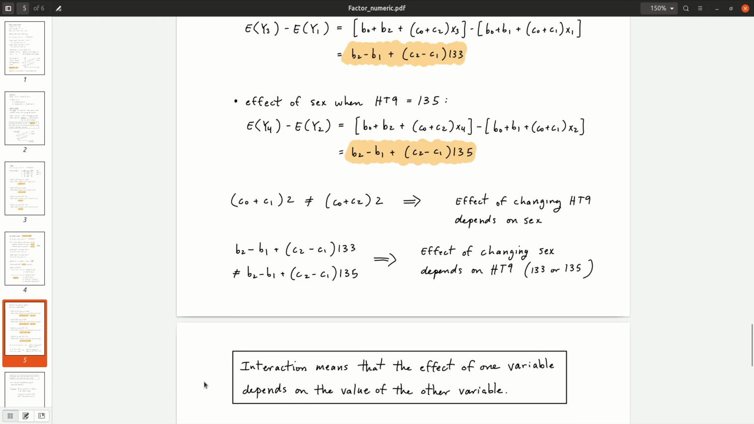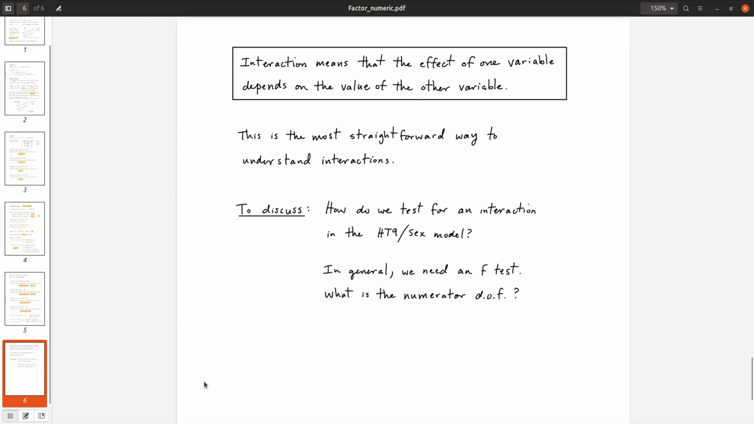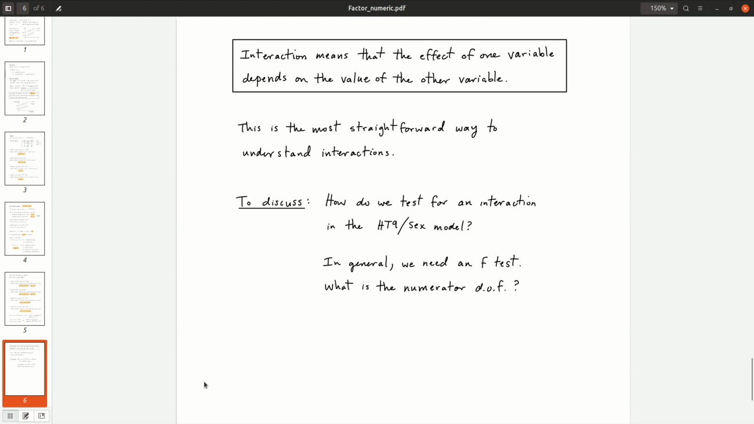Okay, so what I want you to remember is that when we talk about interaction models, what we're really saying or specifying in the model is that the effect of one variable depends on the value of the other variable. And this is the most straightforward and correct way to understand interactions. When you put an interaction in the model, you often say you're kind of multiplying covariates together. And that is true. That's exactly what you're doing. But in terms of a real interpretation for what that means, this is what it means: the effect of one variable depends on the value of the other variable.